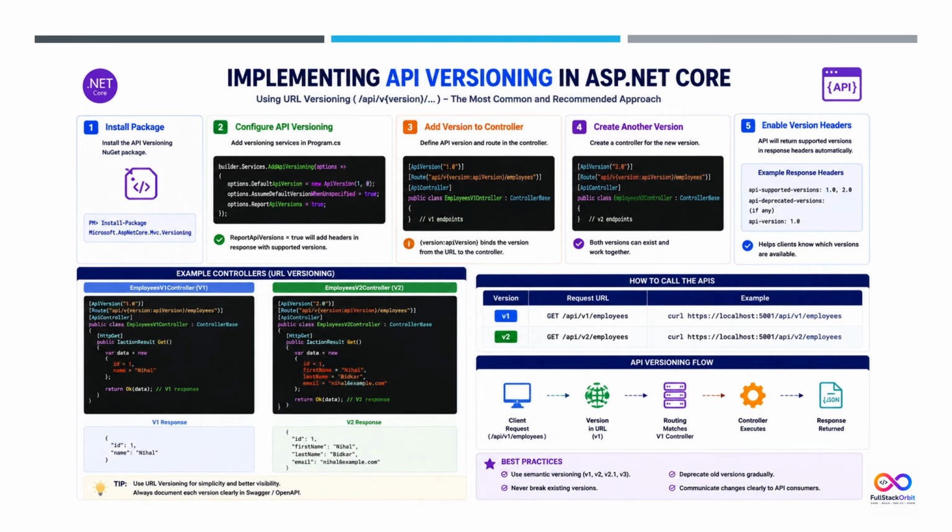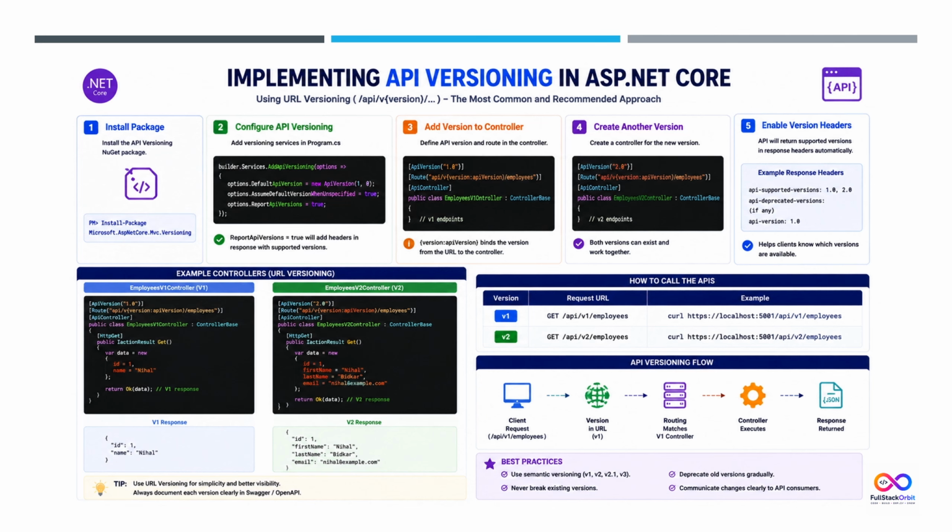Now let's discuss the best practices for API versioning. When implementing API versioning, always follow these best practices. Use semantic versioning like v1, v2, v3. Never break an existing API version. Deprecate older versions gradually instead of removing them immediately. Provide clear documentation for every version using Swagger or OpenAPI. Inform API consumers before decommissioning an API.